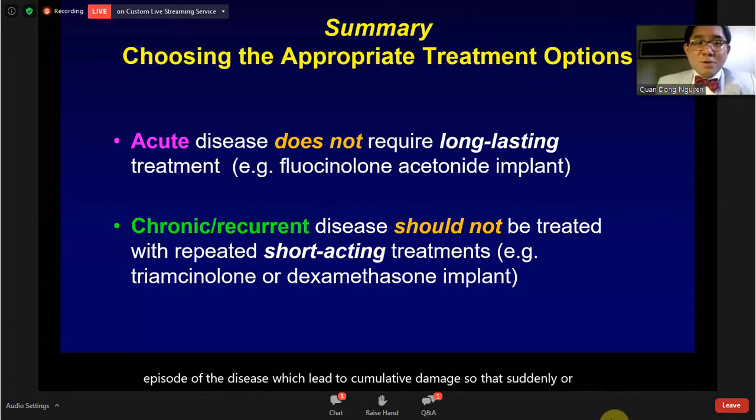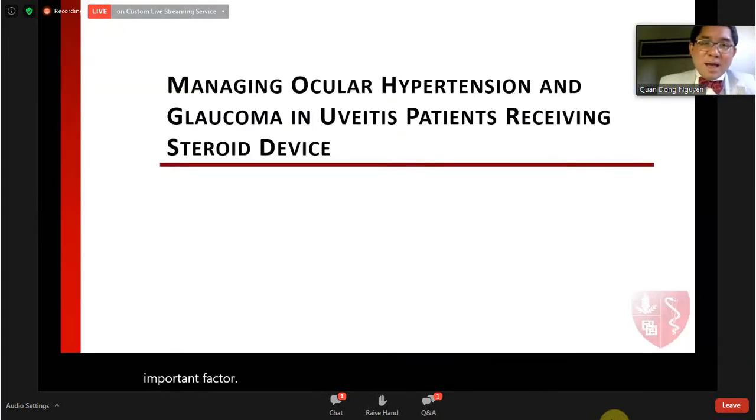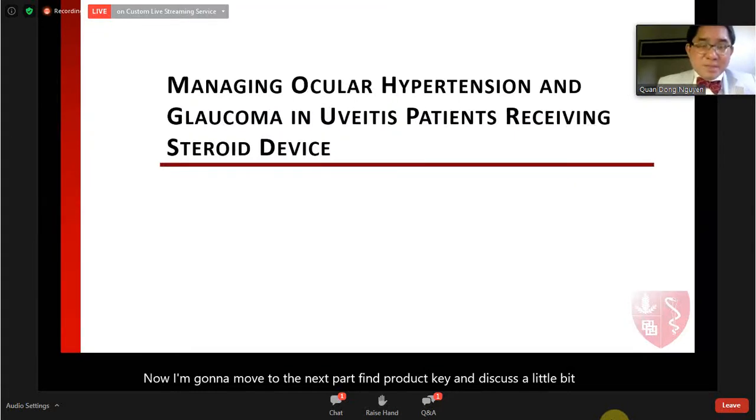Now, I'm going to move to the final part here, and discuss a little bit about managing the ocular hypertension and glaucoma in uveitis patients receiving a steroid device. Because as I mentioned, after all, this would have been the only type of potential concern when one considers the use of an intraocular steroid device or implant in patients with uveitis.